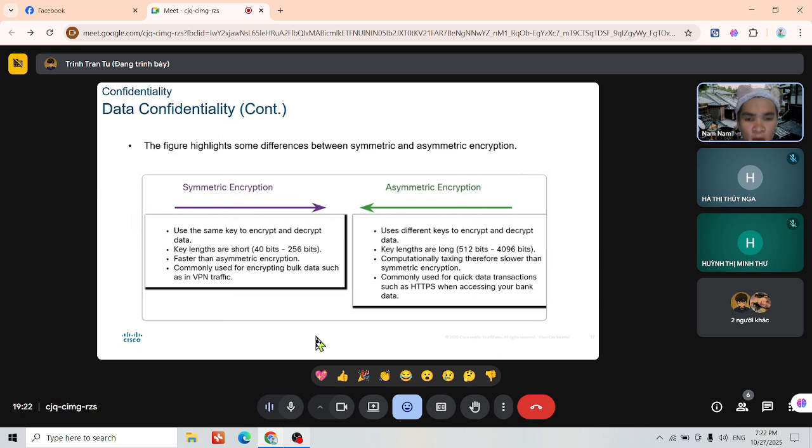About asymmetric encryption, we use different keys to encrypt and decrypt data, and key lengths range from 512 bits to 4096 bits. It is computationally intensive, therefore slower than symmetric encryption, and commonly used for quick data transactions such as HTTPS when accessing your bank data.